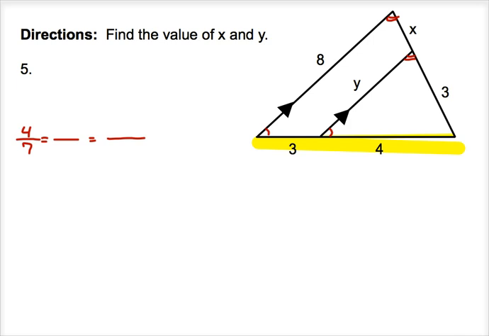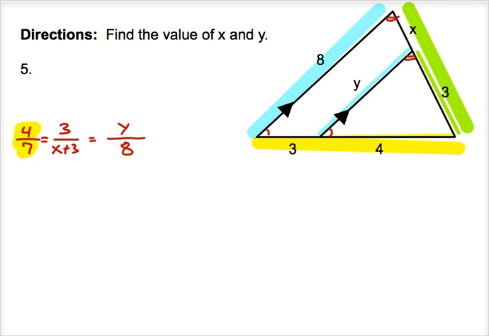So if I start to set that up, I notice that 3 in the small triangle is going to match up to x plus 3 in the larger one. So let's fill that in. And then if I look at the last side up here, I know that y in the small triangle is going to correspond to 8 in the big triangle. And now I'm just going to set up proportions and cross multiply.